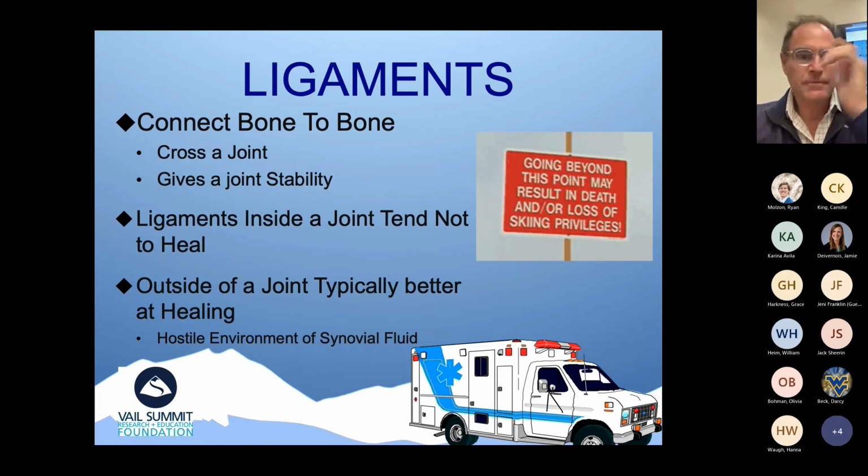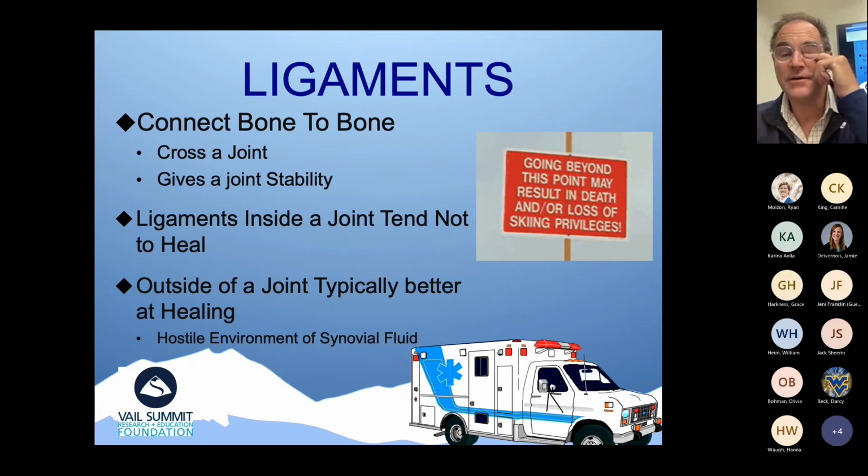Ligaments inside of a joint, such as the ACL, tend not to heal when torn. Ligaments outside of a joint, such as the lateral ankle ligaments or the MCL, tend to heal, and that's without surgery. That has to do with the toxic environment of the synovial fluid that has the enzymes that don't allow a ligament to heal.